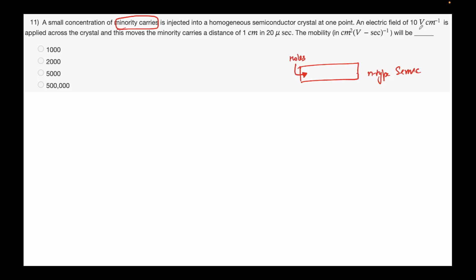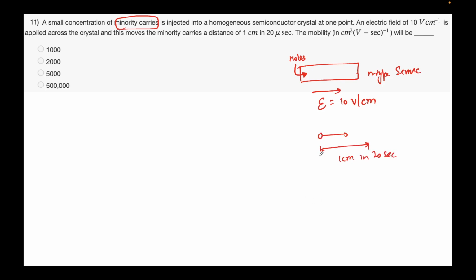An electric field of 10 volts per centimeter is applied across the crystal. So this means this external electric field E is given to me as 10 volts per centimeter, and this moves the minority carriers a distance of 1 centimeter in 20 microseconds. So how are the holes moving? I'll zoom in the picture. A hole is moving in this direction because the field is here, and it says that it moves a distance of 1 centimeter in 20 seconds.